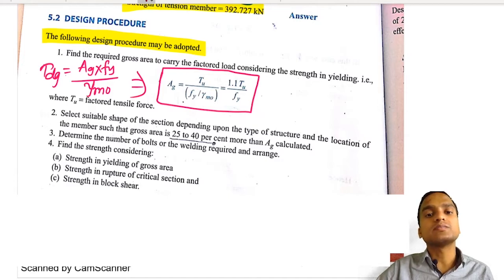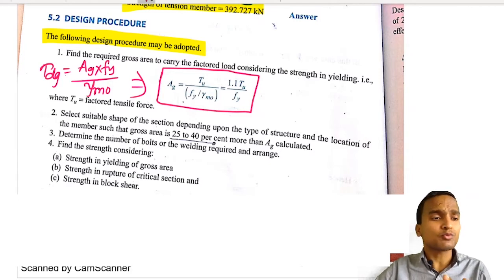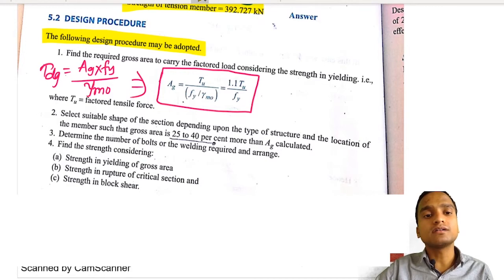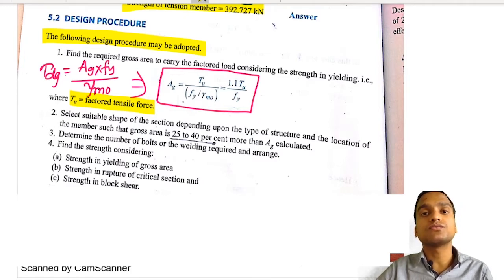So this gross area is calculated for the selection of the section, and in this case we are considering the yielding of the gross section, because the major portion of tension members are susceptible to fail in yielding only. Here Tu is the factored tensile force. This is not the working tensile force; it is equal to the working tensile force into 1.5.